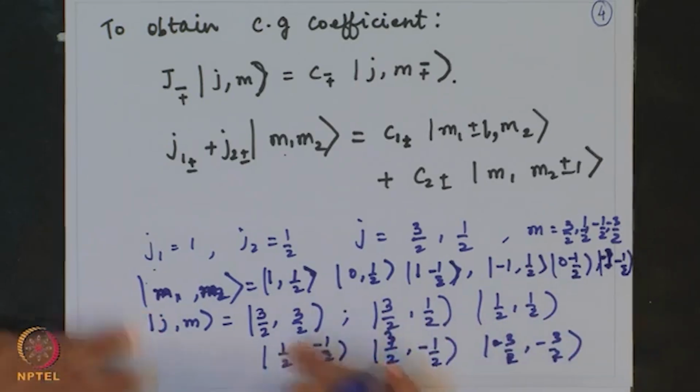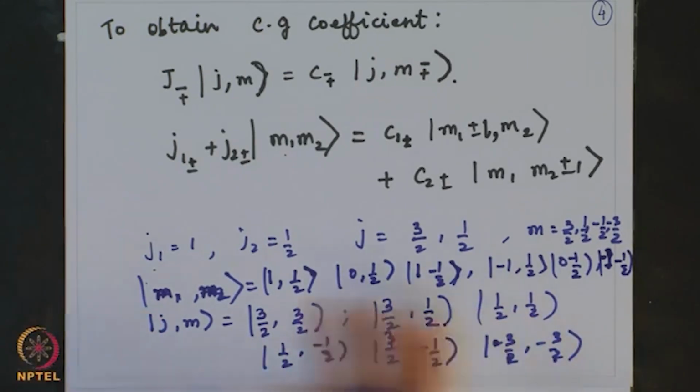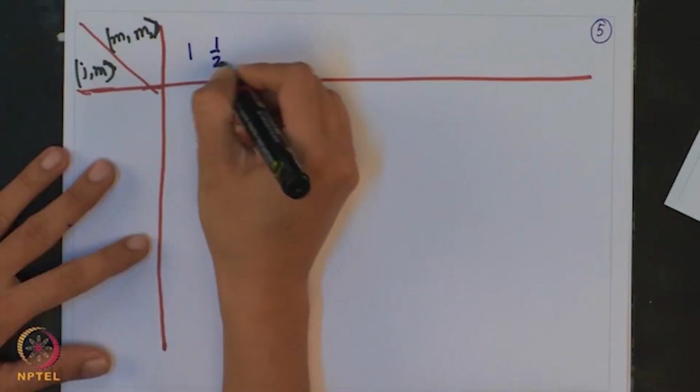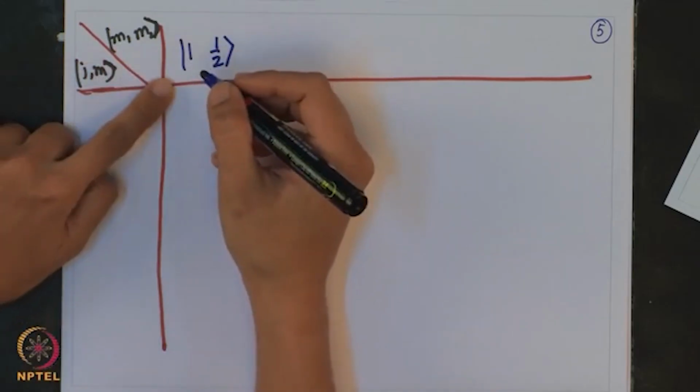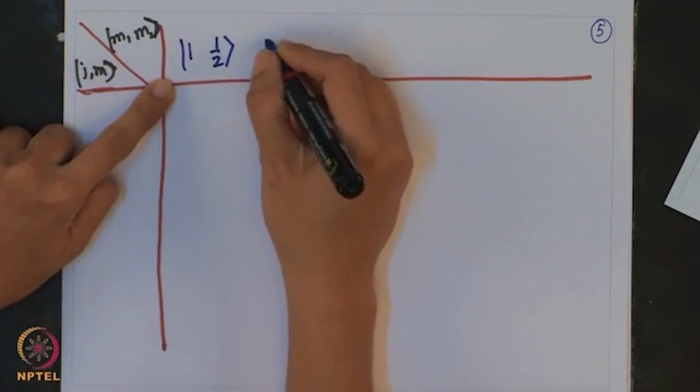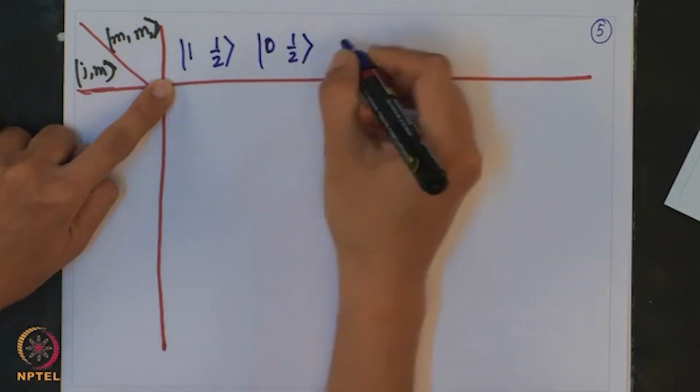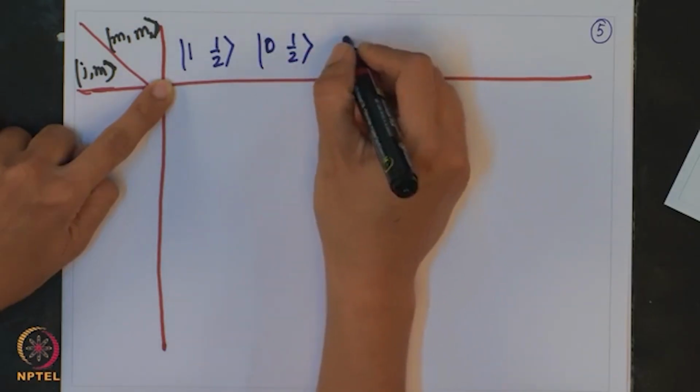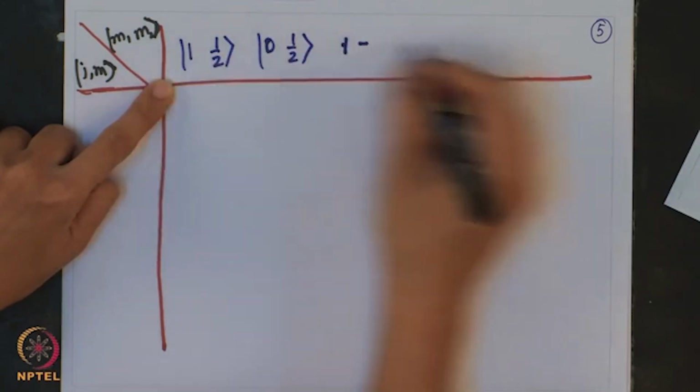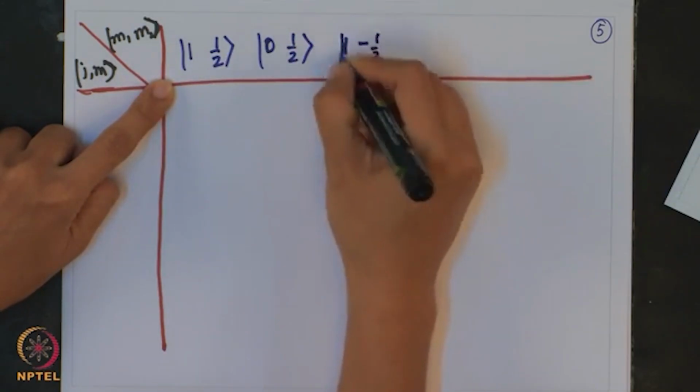Whatever I have written here looks very clumsy. When I write it in the form of a table, it is very clear, very neat and very much understandable. That is the reason why I showed that when you write the states like this, it is very difficult to evaluate. But now, when you look at this and rewrite it in the form of a table, here I write the first state, the highest state, then I have 1, 0 and half, then in the order of decreasing M, 1 and minus half.